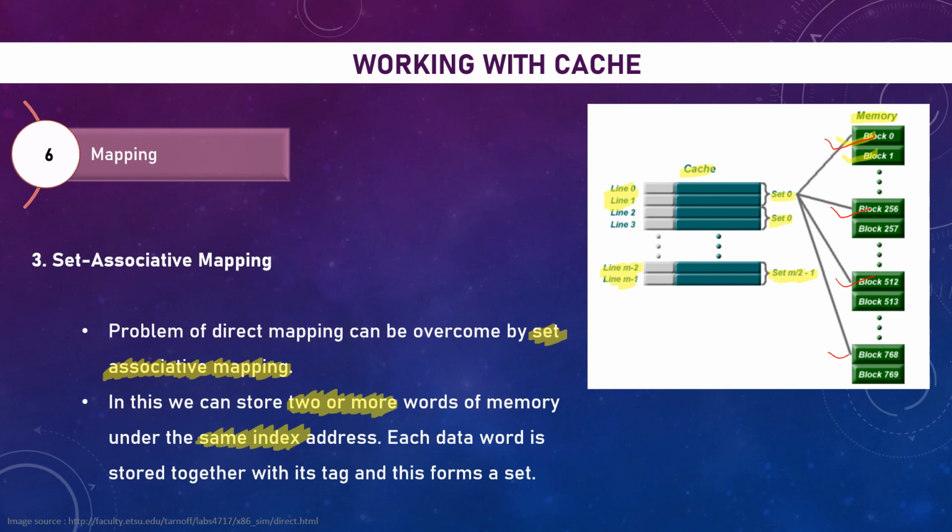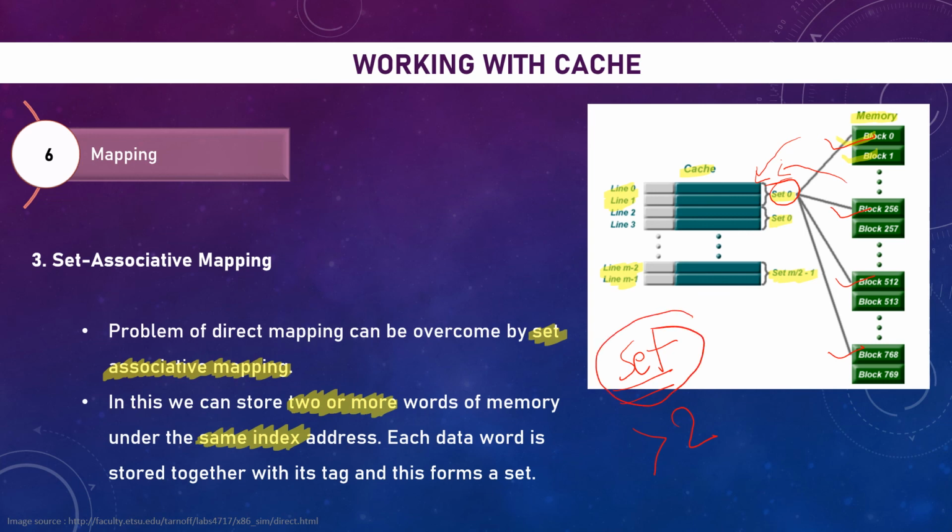Suppose I want to store block 0, block 256, 512 and 768, all can map to set 0. Otherwise, if there is no set, block 0 is already there, and suppose 256 also wants to go there, it cannot be mapped. The reason is there is no space. So depending on the size of the cache and the requirement, we create sets, and these sets contain two or more lines. So we combine the lines and call it a set.